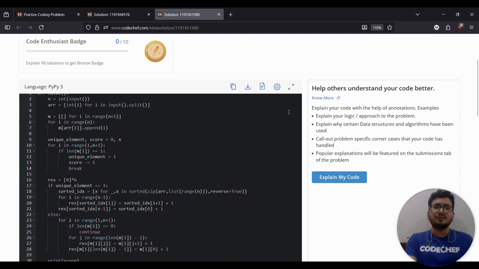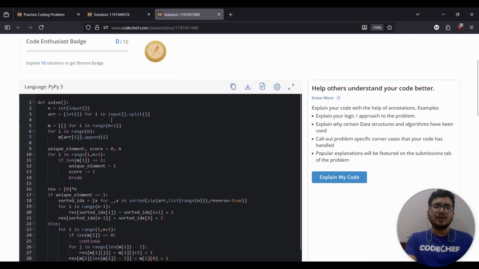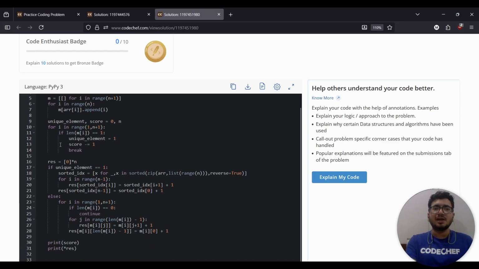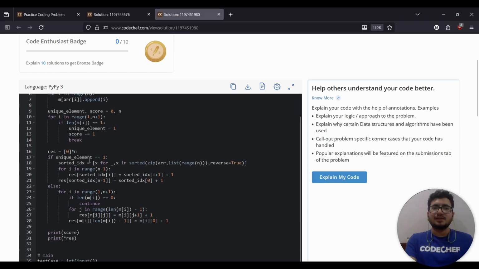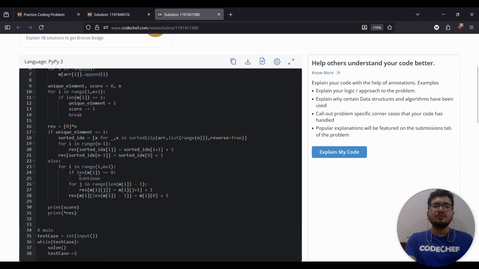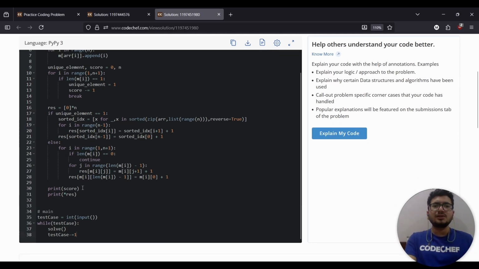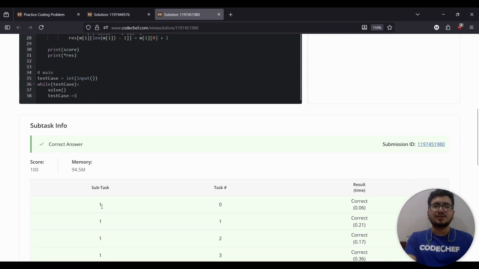Again, for each test case, we call the function solve. We take the input of n, then we take the input of our array. Once we have this, we create for each number the indices where they appear. Once we have that, we find whether we have a unique element or not. If we have a unique element, we sort the indices in the descending order of the numbers. Then we create a permutation. If this is not the case and we don't have a unique element, then multiple copies of each number will point to each other. At the end, we print the score and our permutation. And as you can see, I've got an AC in my Python implementation as well.